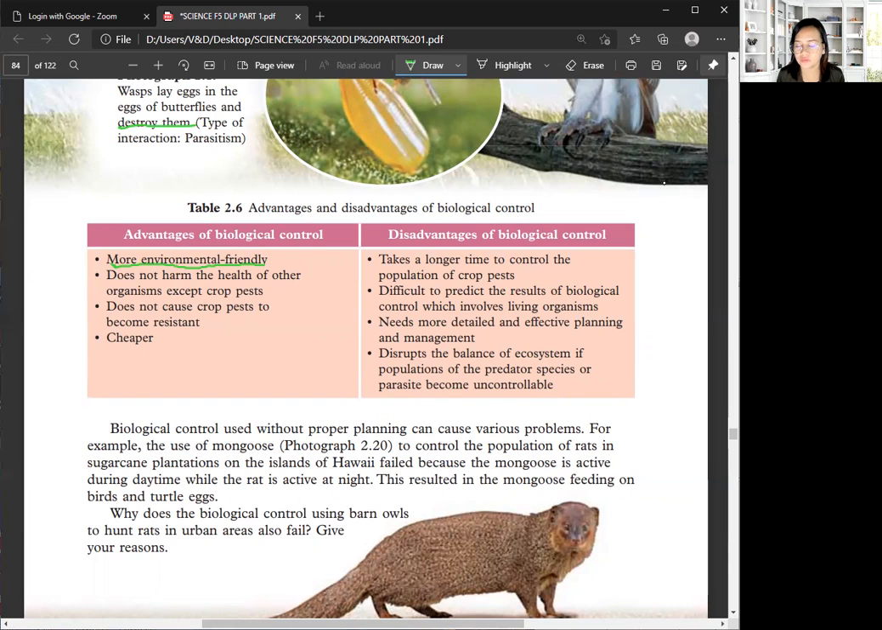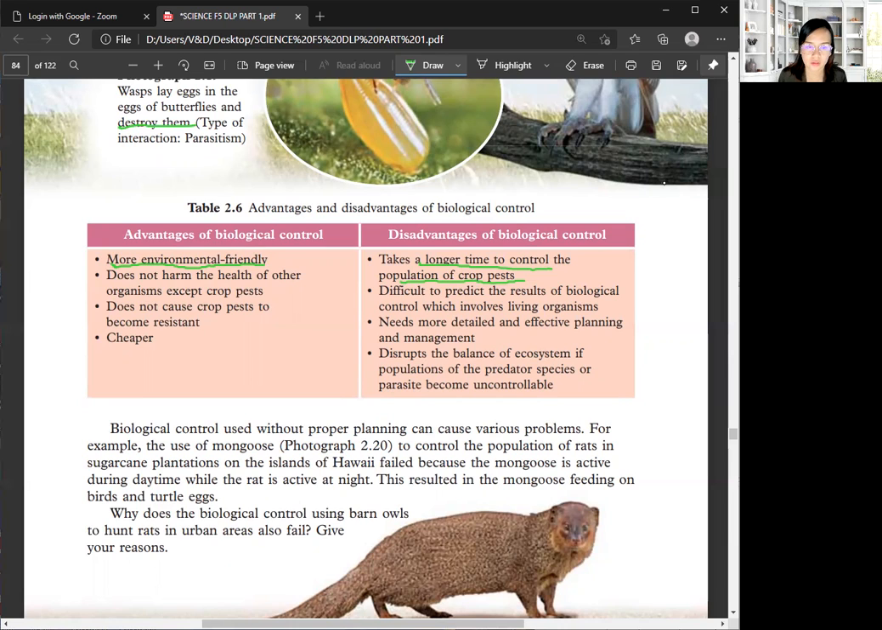But the disadvantages of biological control: some of the farmers prefer using insecticides instead of biological control, because they found out that it takes a longer time to control the population of crop pests. Mau cepat, supaya perosak yang merosakkan tanaman ini cepat mati ataupun terhapus. Why not we just use insecticides? So that is why farmers prefer insecticide instead of biological control.